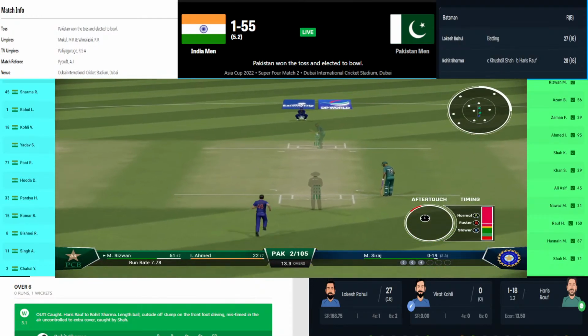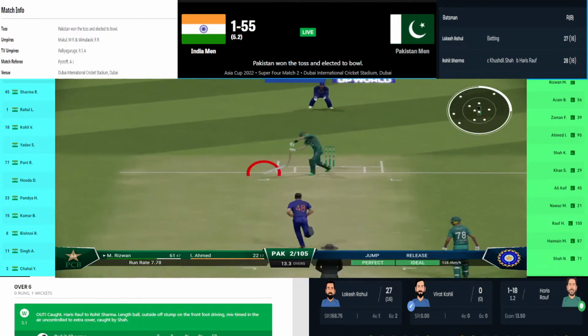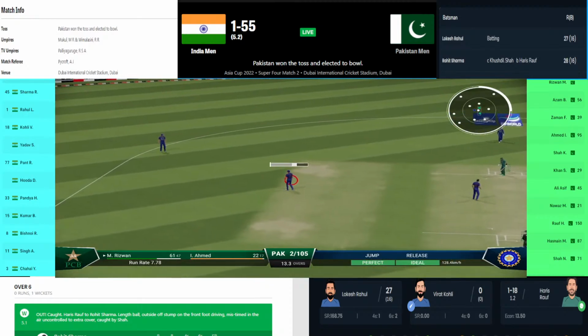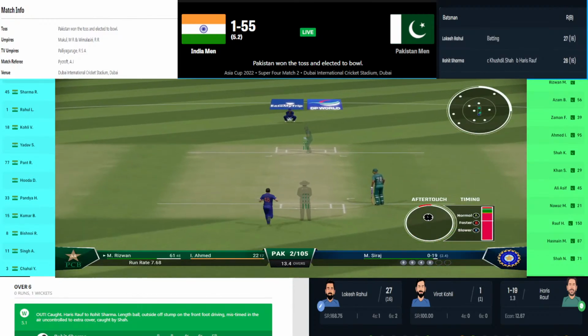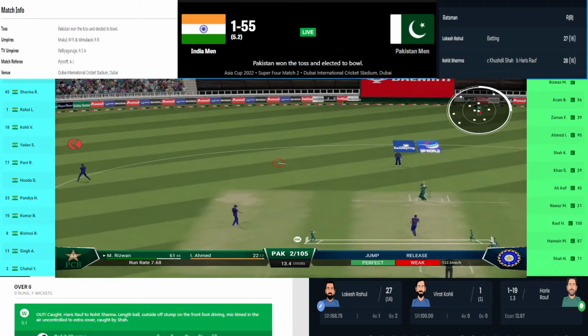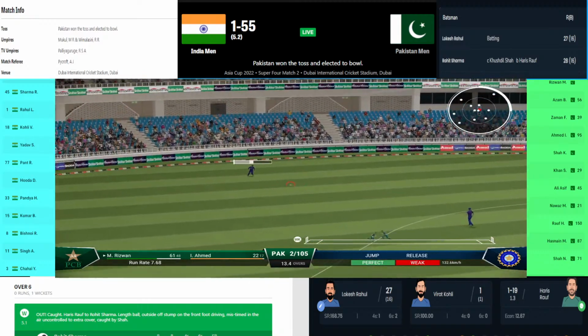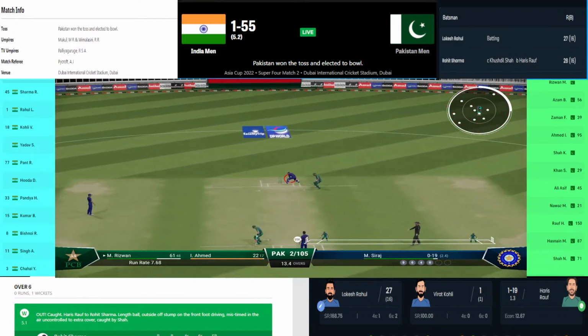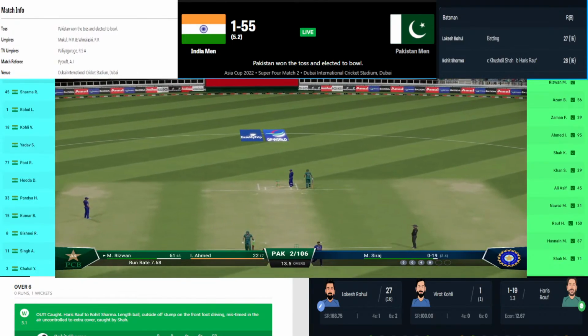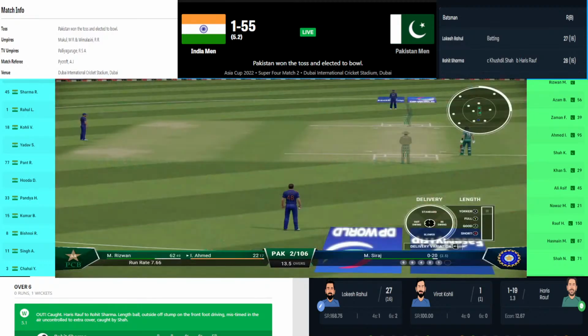This time it's a short delivery and it goes over the keeper for four, and it's a wide delivery as well. So a very bad delivery, I would say, from Rauf after getting a wicket. If you are giving those loose runs, then there will not be any pressure on the batsman. And if you give an easy chance for the batsman to get settled, then if it's Virat Kohli, he will punish you very badly.